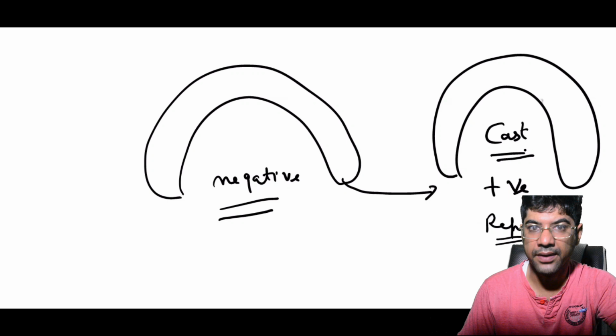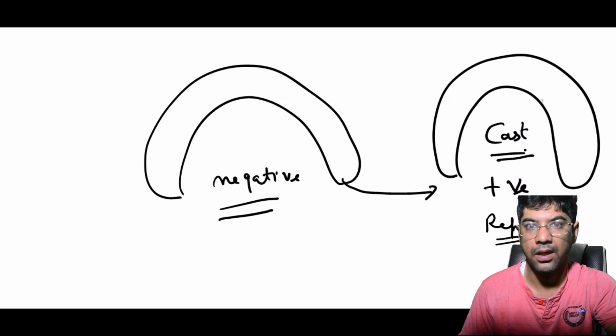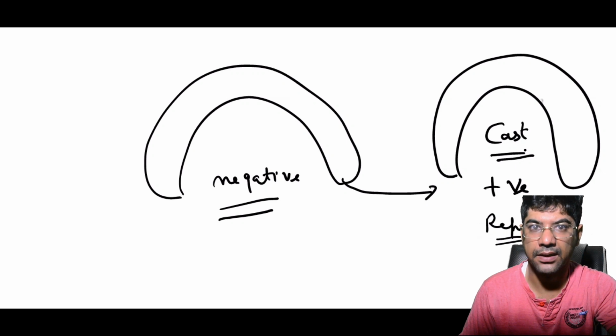Now what is the importance of this impression? Impression making, we know, is a primary step in complete denture fabrication. The accuracy of impression directly impacts the fit and function of the final denture. So errors during this phase can lead to significant problems that include discomfort for the patient and potential treatment failure. Now let us classify the impression.